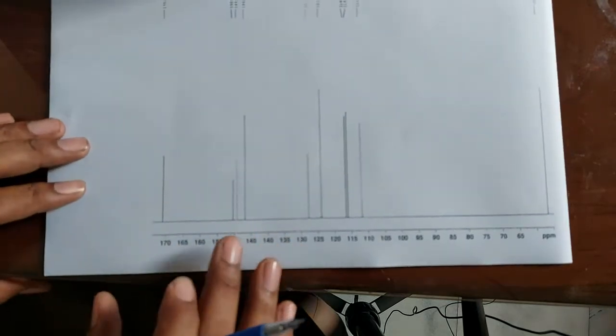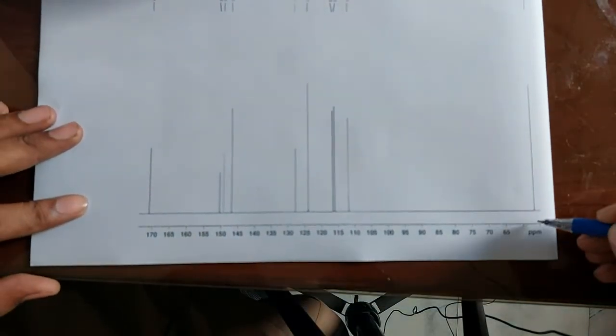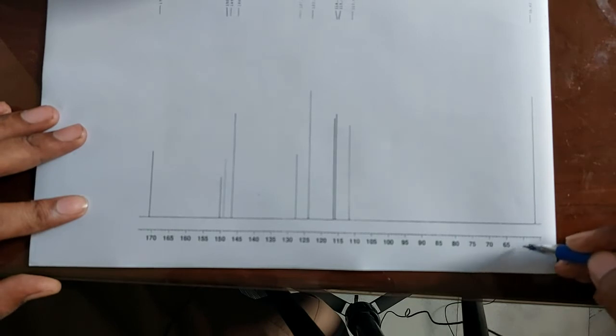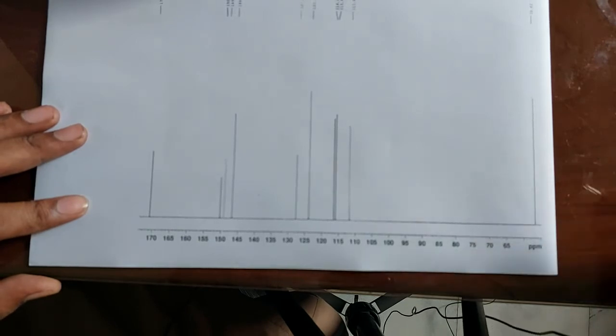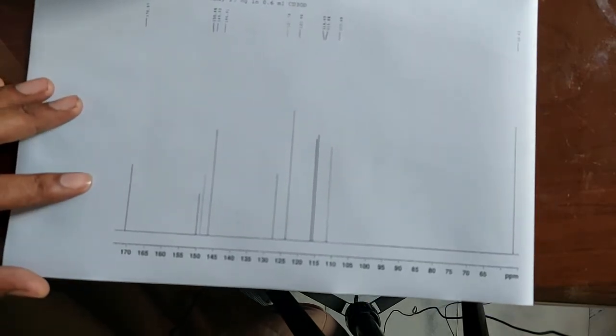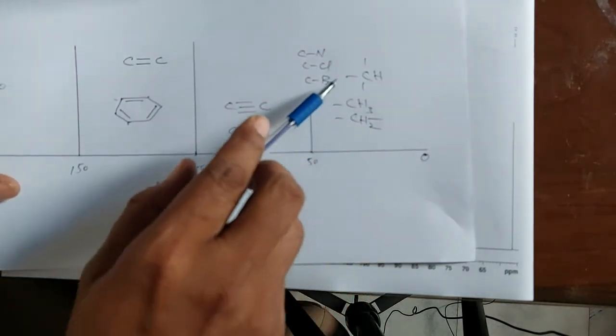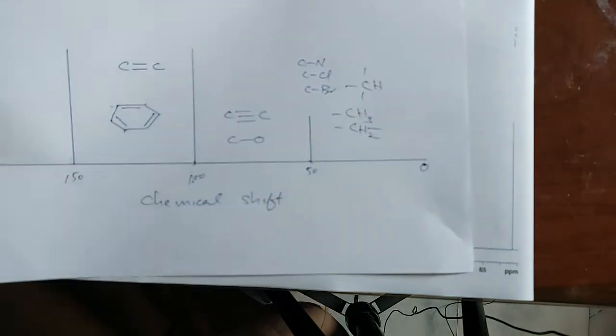So you see here, dear student, you understand this. I had already told you, this peak is around 50 or something. If you keep in your mind, this would be a CH2, CH3 or CH peak.